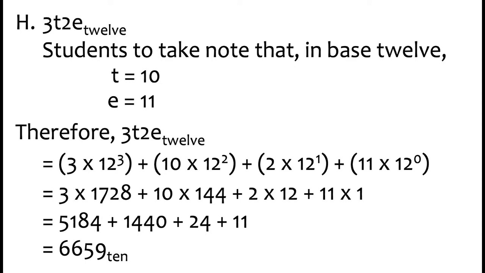If we multiply 3 by 1,728, you'll be having 5,184, plus 10 by 144, you have 1,440, plus 2 times 12 is 24, and finally plus 11 times 1 is 11. If you add them up, the result will give you 6,659 base 10. So 3T2E in base 12 is equivalent to 6,659 base 10.